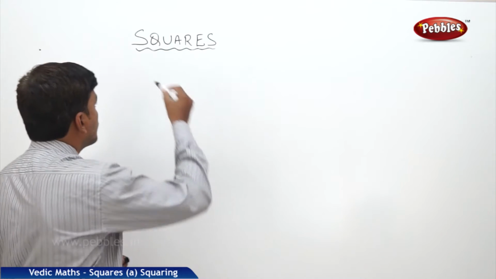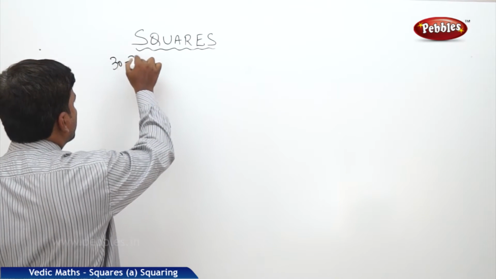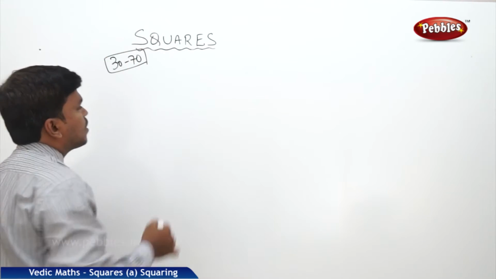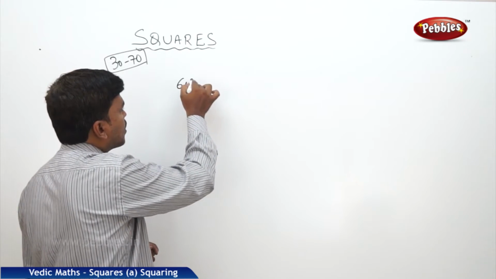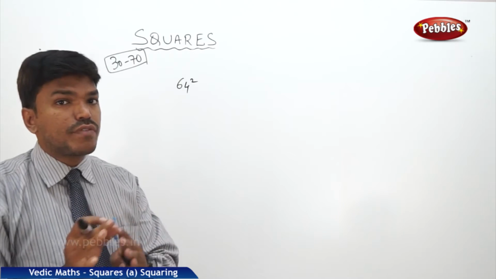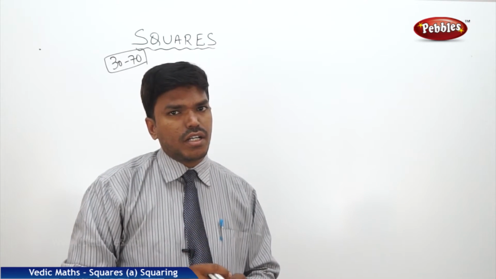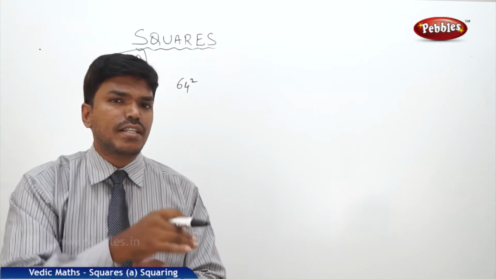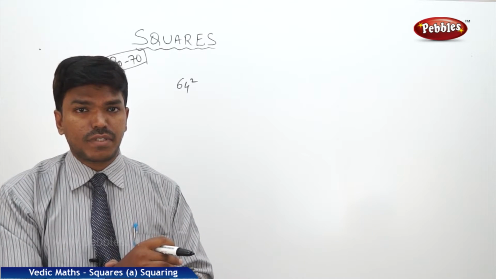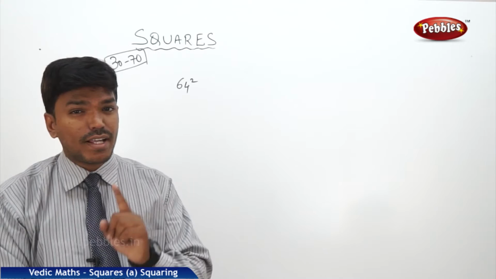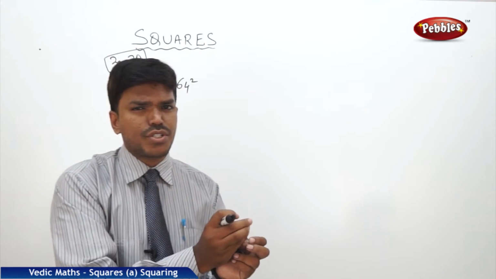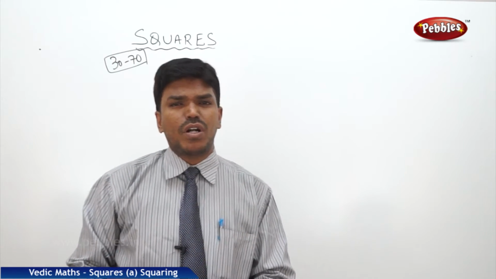See here, from 30 to 70. Let us take some number, 64 square. If you compare 64 with the base 100, how much less is it? 36. Yes or no? But I don't know 36 square. What I said, we have to know only until 30 squares. Okay, but I don't know 36 square.